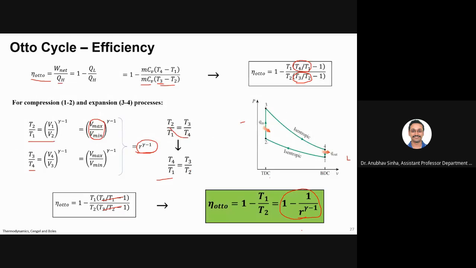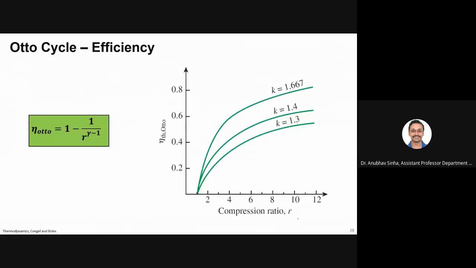And basically what it says is that the efficiency will depend on your compression ratio, right? So this becomes a very important parameter for defining efficiency. If you plot this formula for different compression ratios and for different K, or basically gamma, we generally take gamma for air as 1.4, but it could change with different gases or at different temperatures. Depending on what mixture you are using and at what temperature, it could also change.